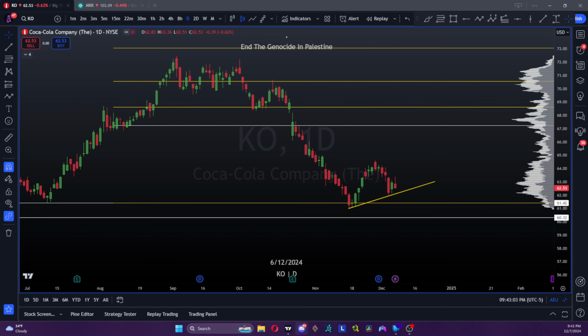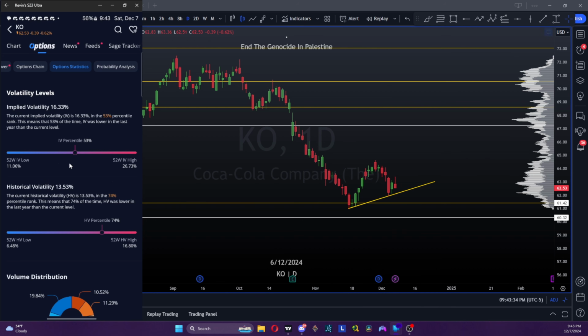The way IV crush works, a great example is earnings. Obviously, with earnings, you expect a big movement to happen, so the IV of the stock ramps up even more. And let's say, for example, Coca Cola earnings is coming along and people expect this stock to move like $4 after earnings, right? Which obviously, as you can see, Coca Cola doesn't gap up or gap down that much. But let's say the IV just ramps up from its current state of 16% all the way to like 25% or 24%.